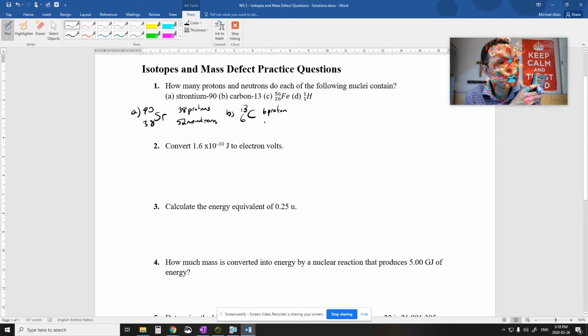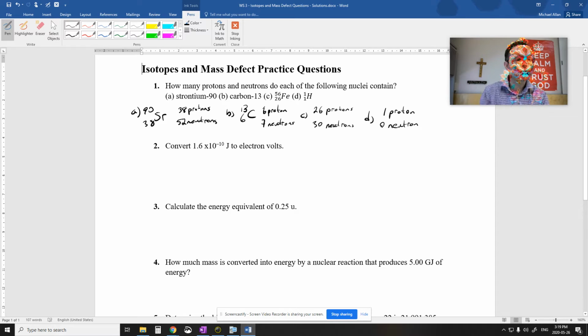And in this case, it's not carbon 12. Carbon 12 is the more common one, but this is carbon 13. So I have 7 neutrons. Iron, it just tells us what it is. Iron is 26. So I have 26 protons. And I have 30 neutrons, because I had to add up to 56. Okay, and for D here, I have 1 proton, because that's what hydrogen is, and I have 0 neutrons, because it's just a hydrogen 1. There's 1 nucleon, and that 1 nucleon is a proton.